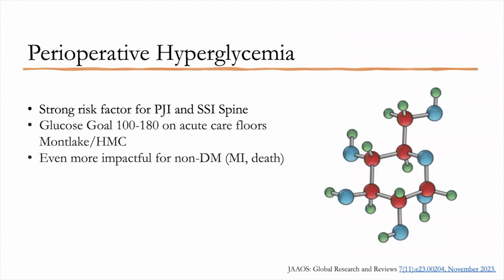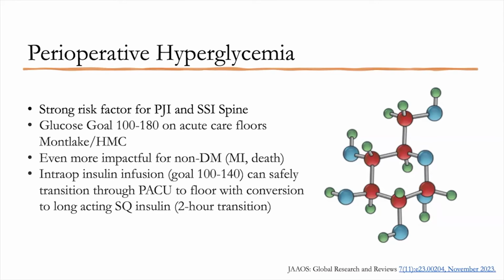Perioperative hyperglycemia is also a very strong risk factor for prosthetic joint infection. I believe at Montlake and Harborview, our acute care glucose goals are 100 to 180 for that reason. And what you should know is that if you have a patient who comes in, like an ortho trauma patient, and they're not a diabetic, in fact, their A1C comes back as like 5 point something, but they're hyperglycemic, that patient has experienced significant stress hyperglycemia, and their outcomes are actually worse in the setting of the same level of hyperglycemia as a diabetic patient. Can't explain that completely. It must be just that they're really not accustomed to experiencing hyperglycemia.